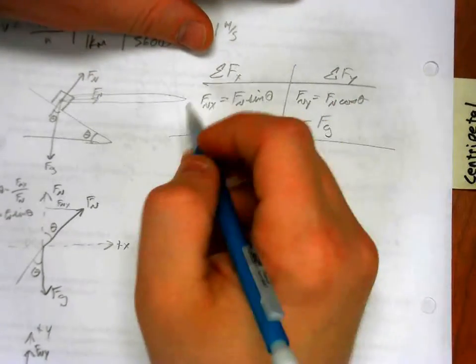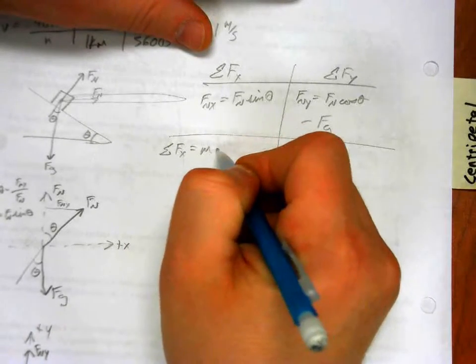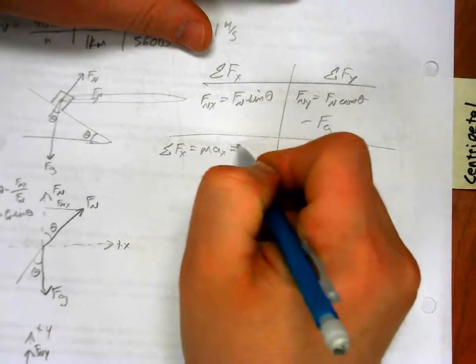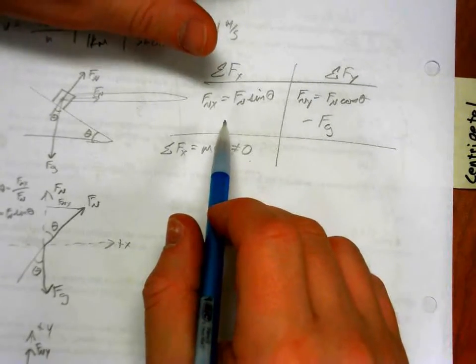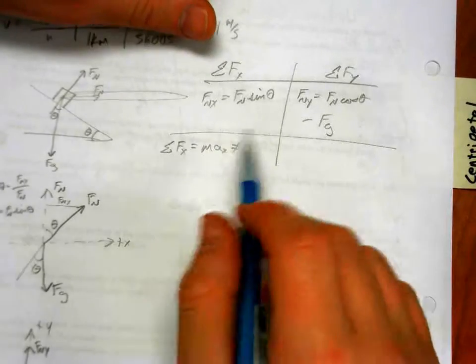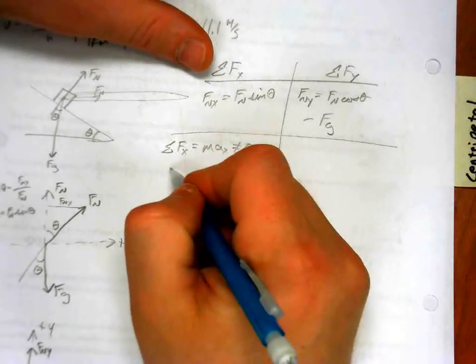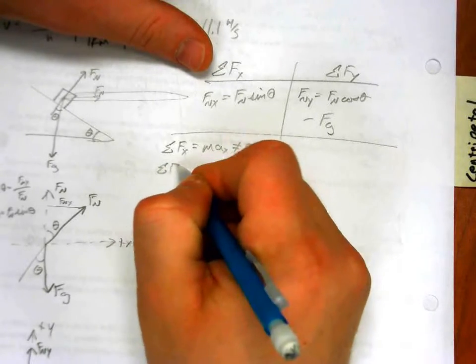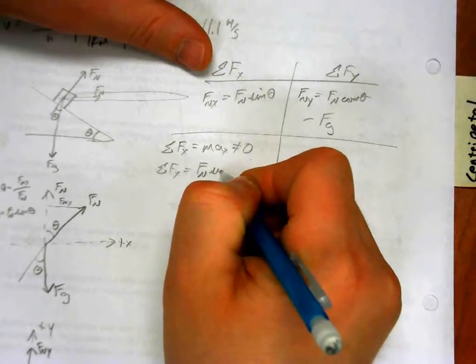Okay. The sum of the forces in the x direction equals mass times acceleration in the x direction, which does not equal 0 because we only have one force. There's nothing else to cancel it out. And we know there's going to be a net force because there's a centripetal force. So the sum of forces in the x direction just equals Fn sine of theta.